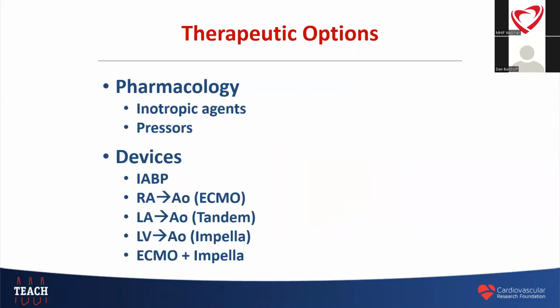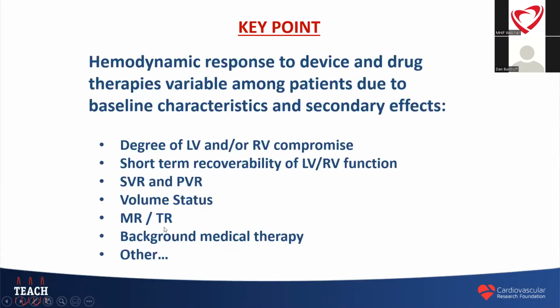So with that as a background, let's turn now to therapies and talk a little bit about inotropes, pressors, and then various devices. And one key point that I want to emphasize is that when you talk about what is the effect of a device or a drug, it's really not possible to say that any therapy always does a certain thing. And the hemodynamic response anyway, to either a drug or a device can be extremely variable across the different patient profiles.